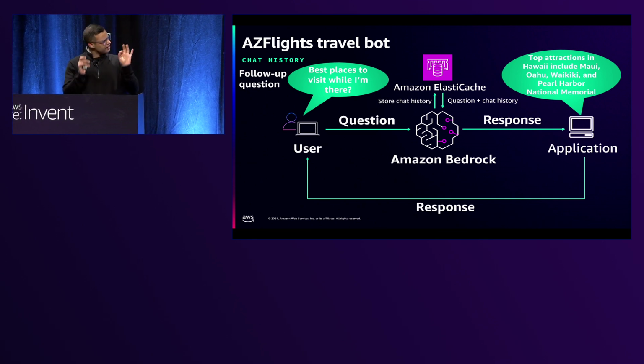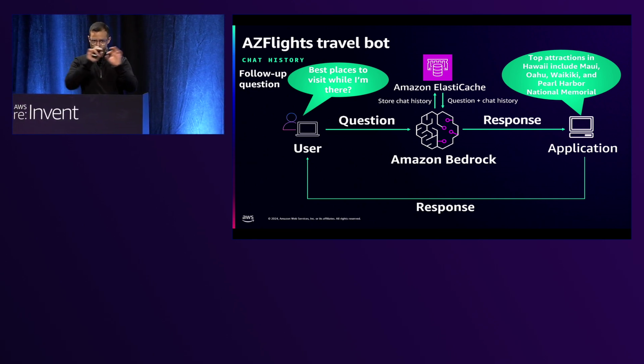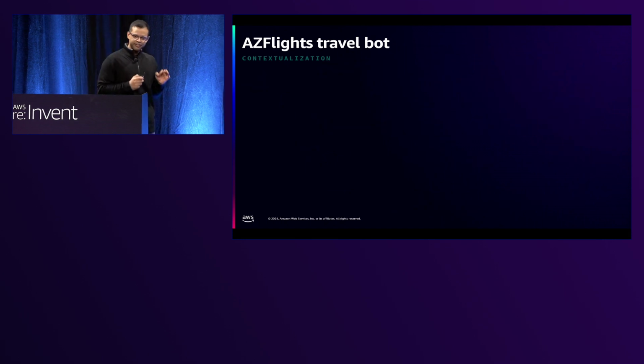Now, this is again an incremental update from our basic core interaction loop, but an important one, right? Just by introducing ElastiCache in the mix. Let's build upon this a little bit more. So next is contextualization.